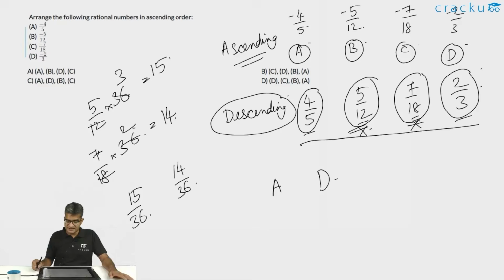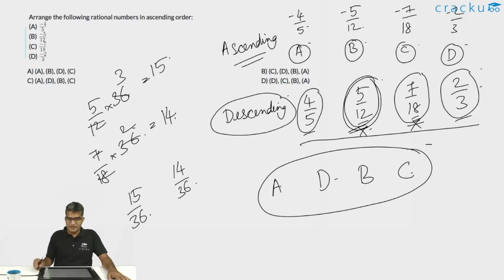Which of them is higher? 5 by 12 is higher. So this will be B next and C next. This is the descending order, but this is descending order because we removed the negative sign. If you are keeping the negative sign, we are actually going to get this as the ascending order. So the correct answer is A, D, B, C, which is option C.